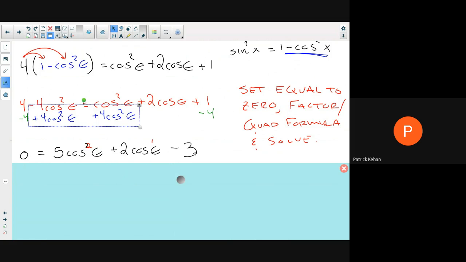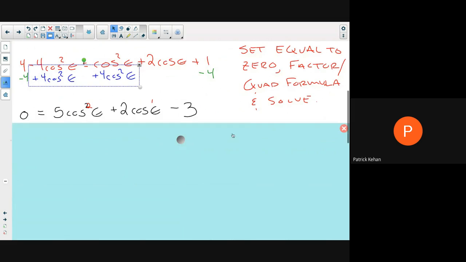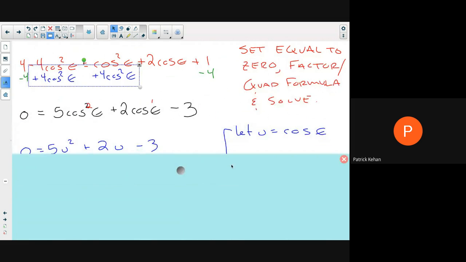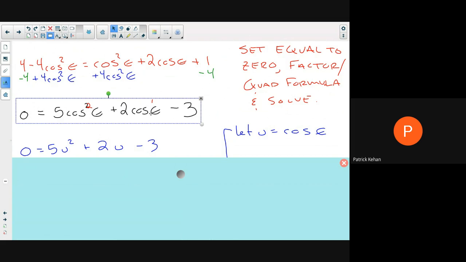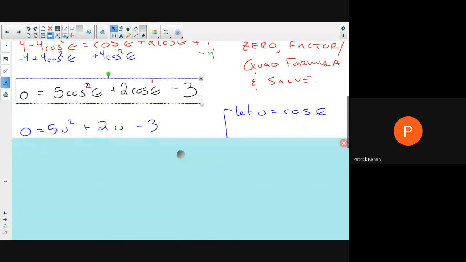Again, if you're comfortable trying to factor this as is, go for it. And if you're not comfortable, then I suggest using u to help you see that factorization. So I'm going to let u equal cosine theta and replace all my cosine terms here with u. So now I have 5u squared plus 2u minus 3.